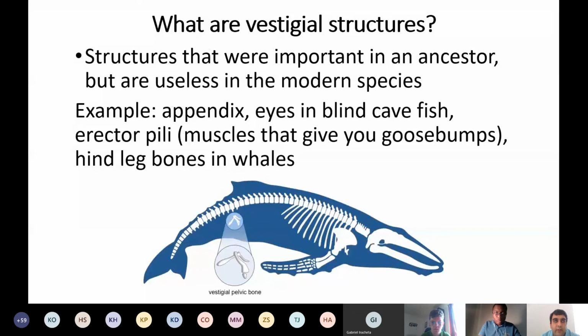There's a lot of different examples of this. For example, the appendix. You hear about people getting their appendix removed. It's an organ inside of us that has an unknown function. We don't know what it does. Maybe a long time ago it helped us eat leaves. We don't know, but it's an organ that just takes up space, doesn't do anything for us, and sometimes it gets infected, so you have to take that thing out. It's a vestigial structure: structures that used to be important but are now useless. Also tailbones, that sort of thing.